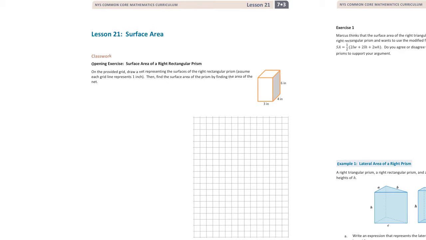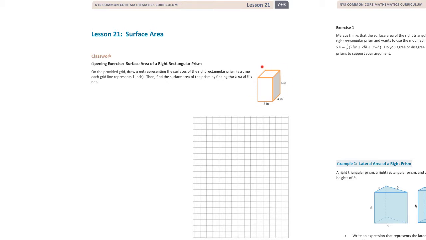So we're going to start with our opening exercise, the surface area of a right rectangular prism. On the provided grid, we're going to draw a net representing the surfaces of the right rectangular prism. Okay, here it is. And assume that each grid line represents 1 inch. Then find the surface area of the prism by finding the area of the net.